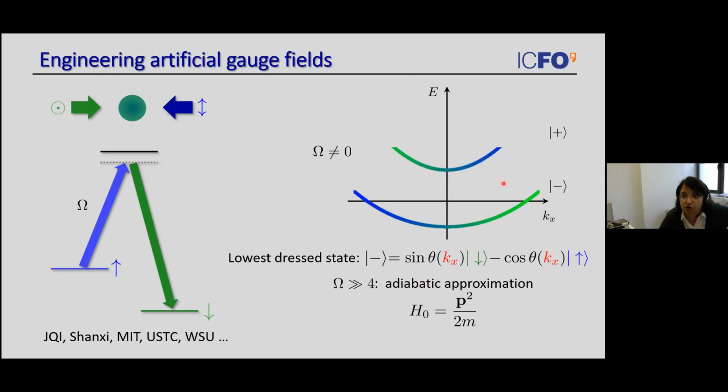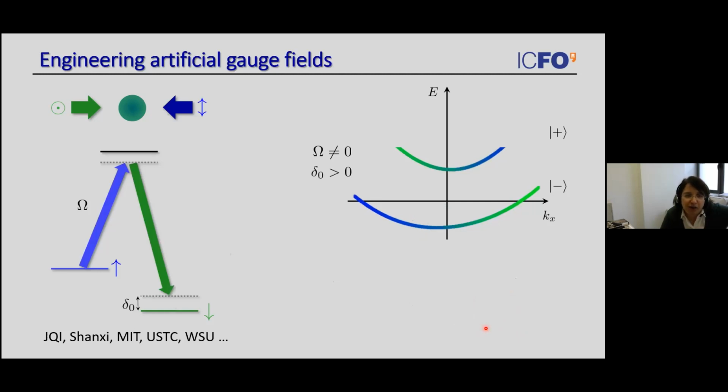Yeah, and we focus in the following on this lowest dressed state, the minus state, which I have written here, and you see that the spin composition changes when I change momentum. So if I'm at positive large k_x, then I'm mostly in the green state, and when I'm here, I'm mostly in the blue state. Yeah? And then when omega is much larger than 4 times the recoil energy, then in the so-called adiabatic approximation, this particle is very much like a normal particle. It has a parabolic dispersion and so on and so forth.